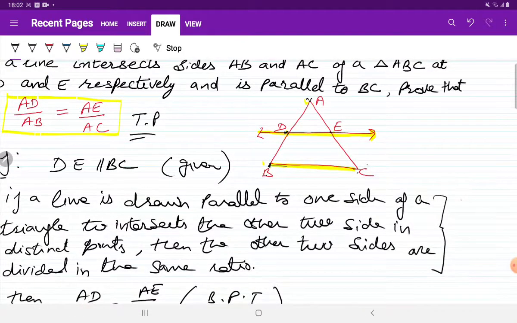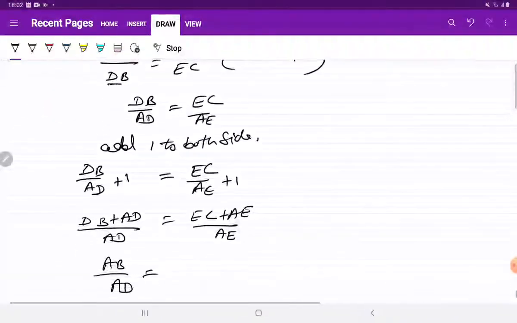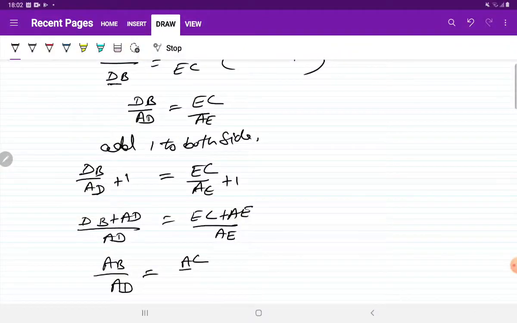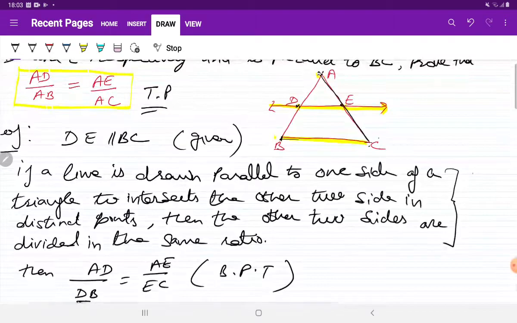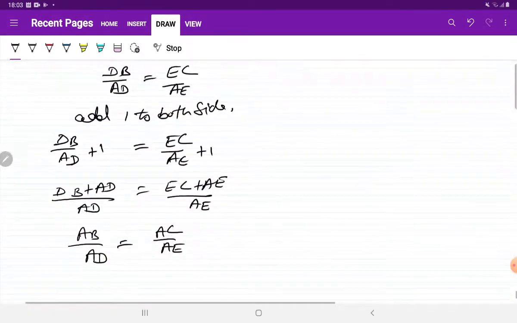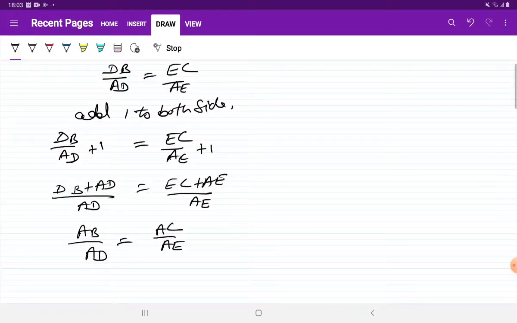EC plus AE. So I got AC. EC plus AE is what? AC upon AE. Now come to what you have to prove. You have to prove AD upon AB. So I got AB upon AD.